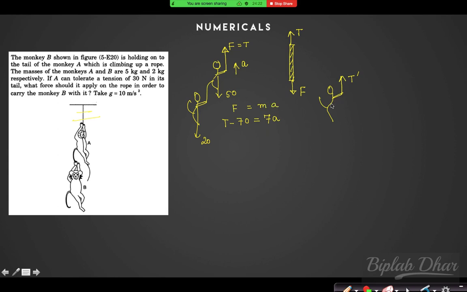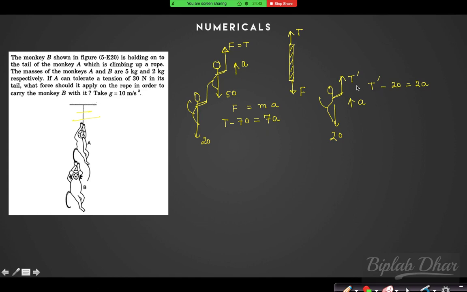Now look at the free body diagram of the second monkey. Its weight is downward 20 and it has a tension upward. So can I say this tension T prime, and it is also moving upward with the same acceleration a? Yes or no? Because the system is actually moving upward. So can I say T prime minus 20 is equal to 2a?